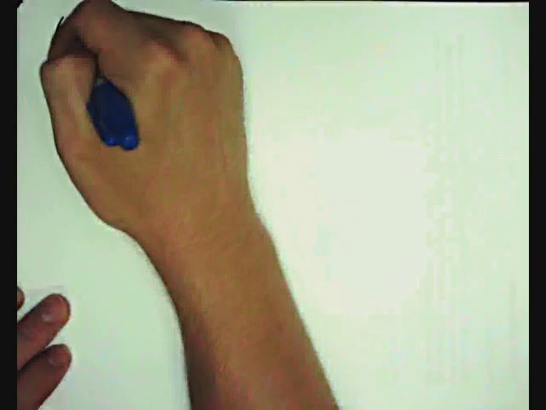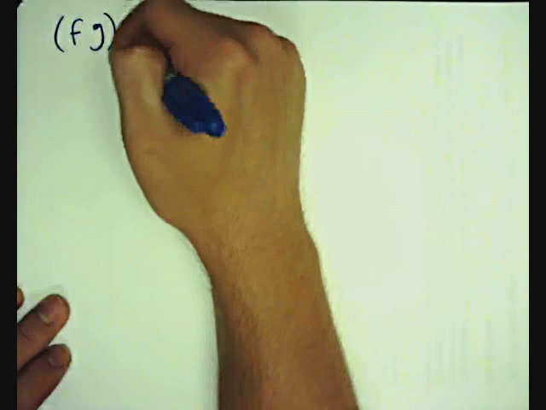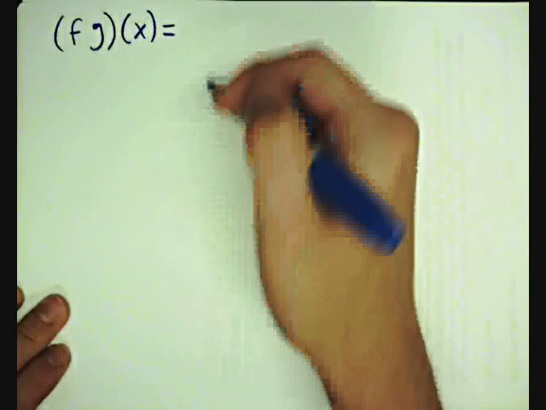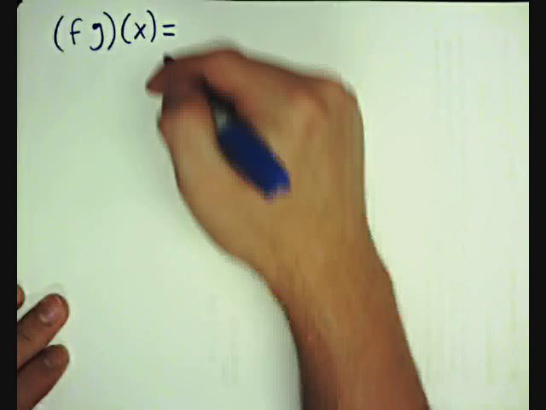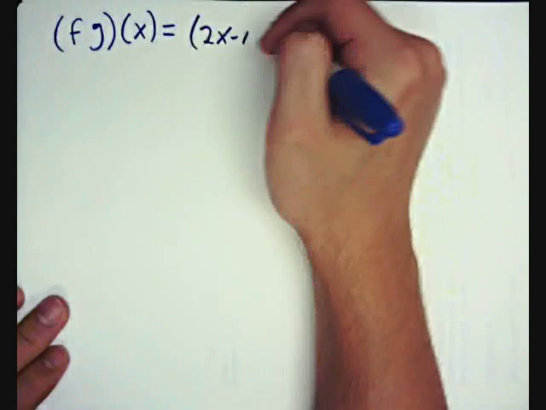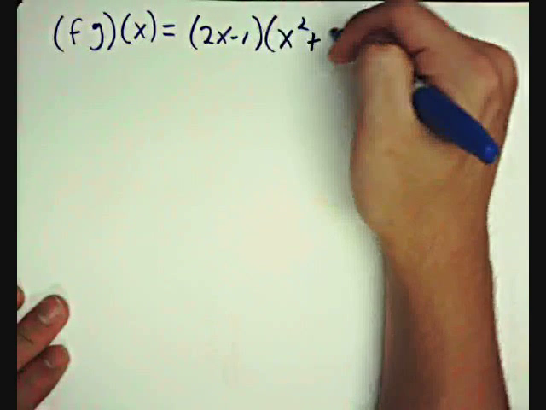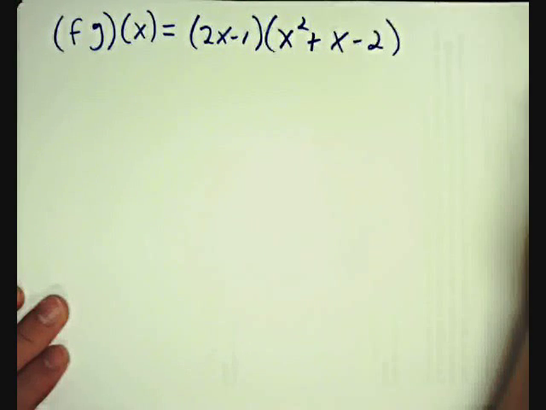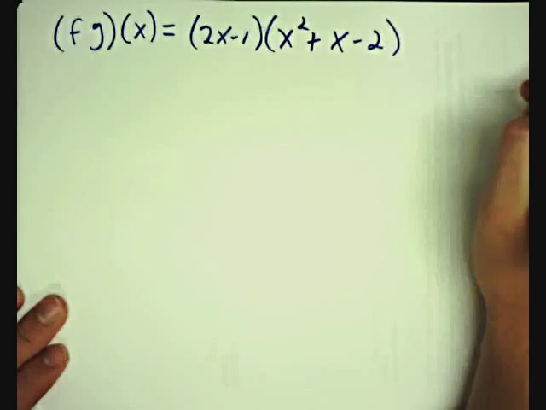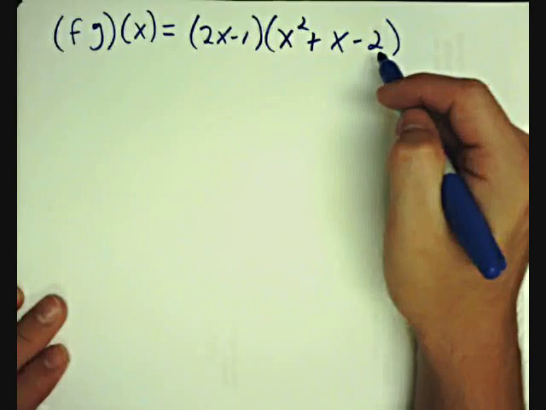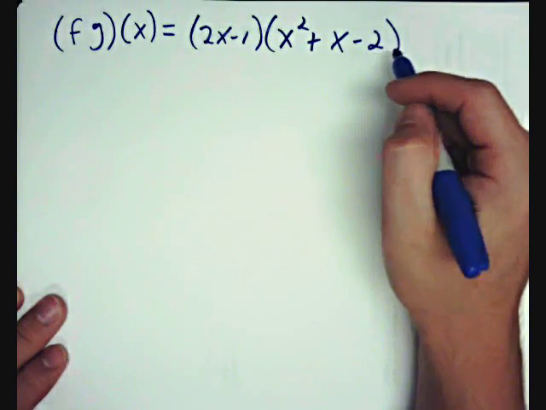Question C, we're asked to find f times g of x. So here we want to multiply our two functions. So we're taking 2x minus 1 and multiplying by x squared plus x minus 2. So this is basically a FOIL problem, except our second parentheses has 3 terms instead of 2.